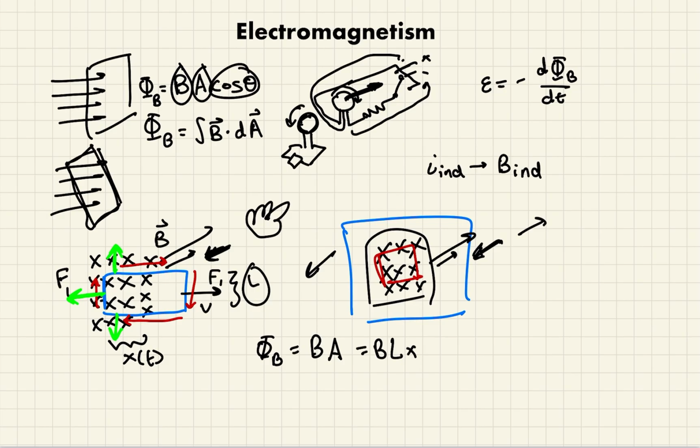X, we need to know, changes with respect to time, though. Now, remember what I was going on earlier about this being with respect to time? That doesn't really play a role here because the magnetic field isn't changing with respect to time. The area is. But still, that's important to keep in mind. Okay, BLX is the magnetic flux.